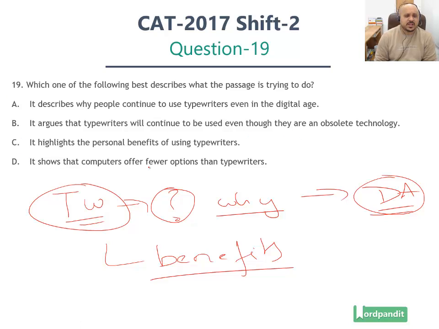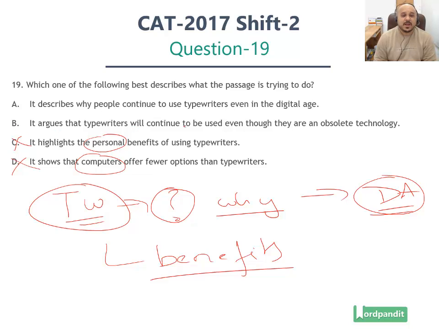Option number D, it shows that computers offer fewer options than typewriters. The fact is, computers are not mentioned, and there is no comparison between computers and typewriters in the passage. C, it highlights the personal benefits of using typewriters. The problem with option number C is the word personal. The author has highlighted the benefits of using typewriters, right? The fact that they clear out your thinking, make sure your thinking is precise. You can use them anywhere. They offer you privacy of a kind. These are all the benefits of typewriters. He at no point has said that you can only use them for personal reasons, hence ruled out.